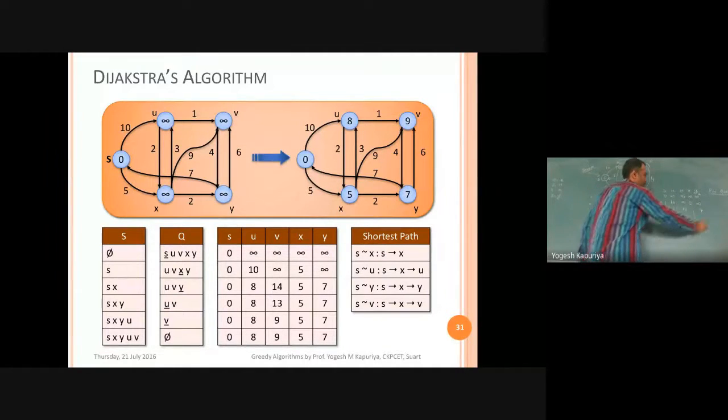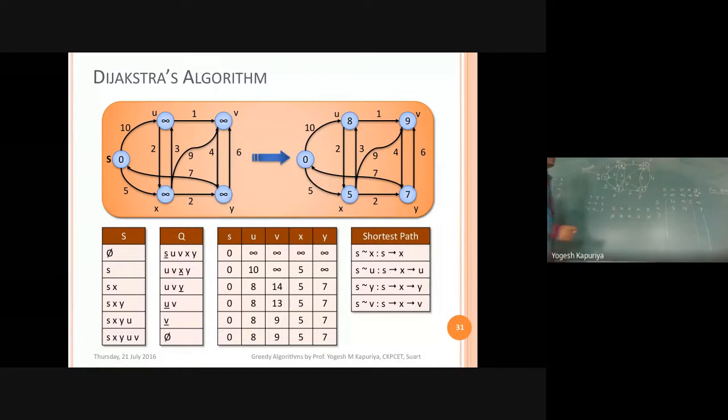So Y will be extracted. Y, how many outgoing edges? 2. So first is, let's say, Y and S. Now here comes another condition which we have been checking before as well. We need to check whether the endpoint is in Q or not. Is S there in the Q? No. So that means you will not be considering this edge.